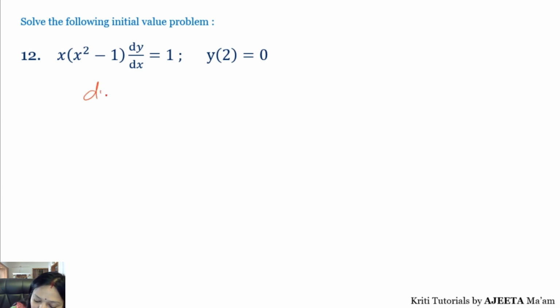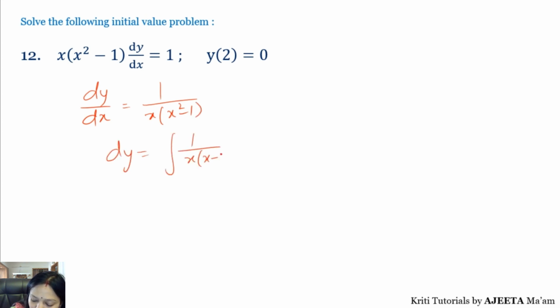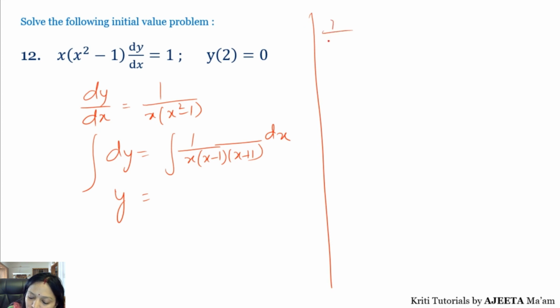So now here we get dy by dx is equal to 1/x, x squared minus 1. Now dy is equal to 1/x, x squared minus 1, which we split again so that it will become easy for us. Now we have to integrate these. So now we use partial fractions: 1 over x, x minus 1, x plus 1. So a upon x, b upon x minus 1 and c upon x plus 1.